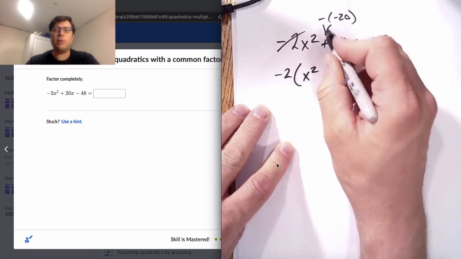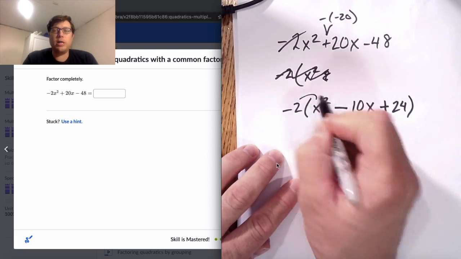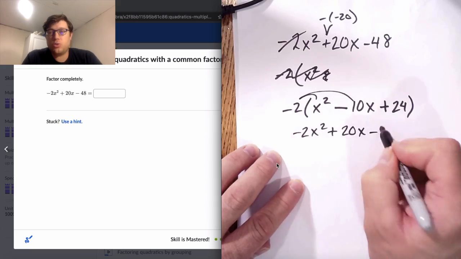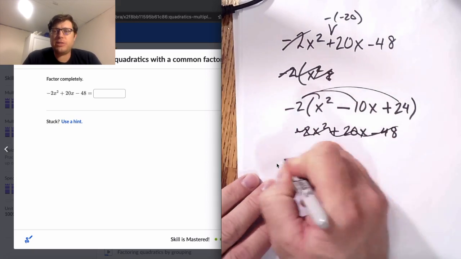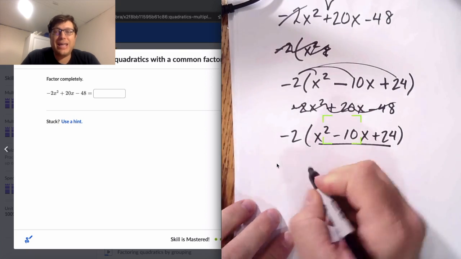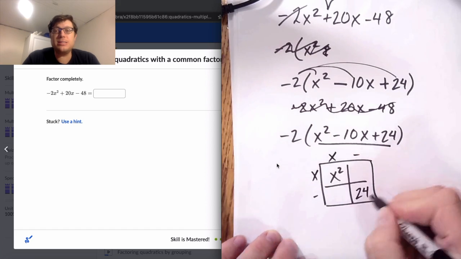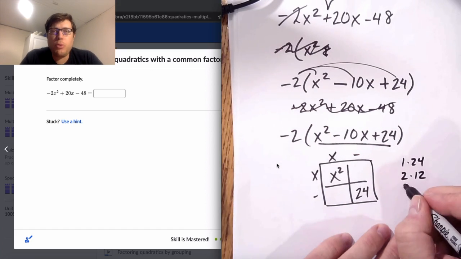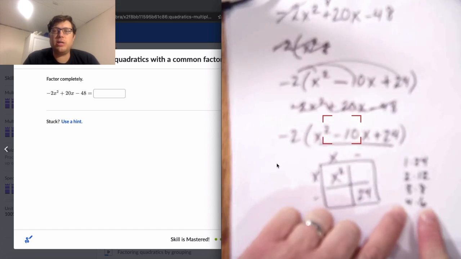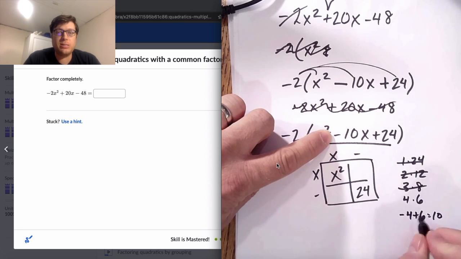Continuing, I like the area model. I like putting x squared in the top left corner and 24 in the bottom right corner. Look for factors of 24 that add to negative 10. Since 4 times 6 makes 24, 4 plus 6 makes positive 10. When both are negative, you'll get negative 10 as your answer. So that breaks into negative 2 times x minus 4 times x minus 6.